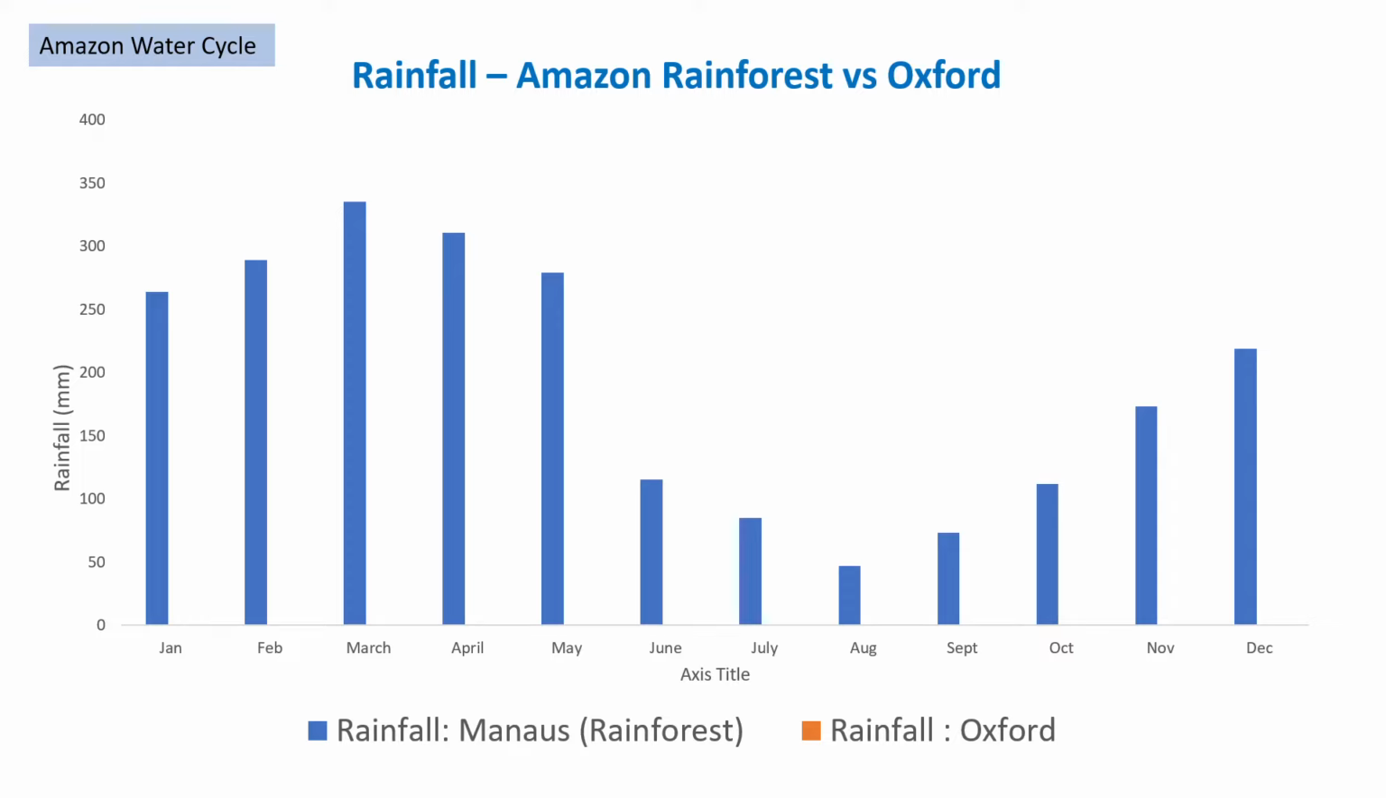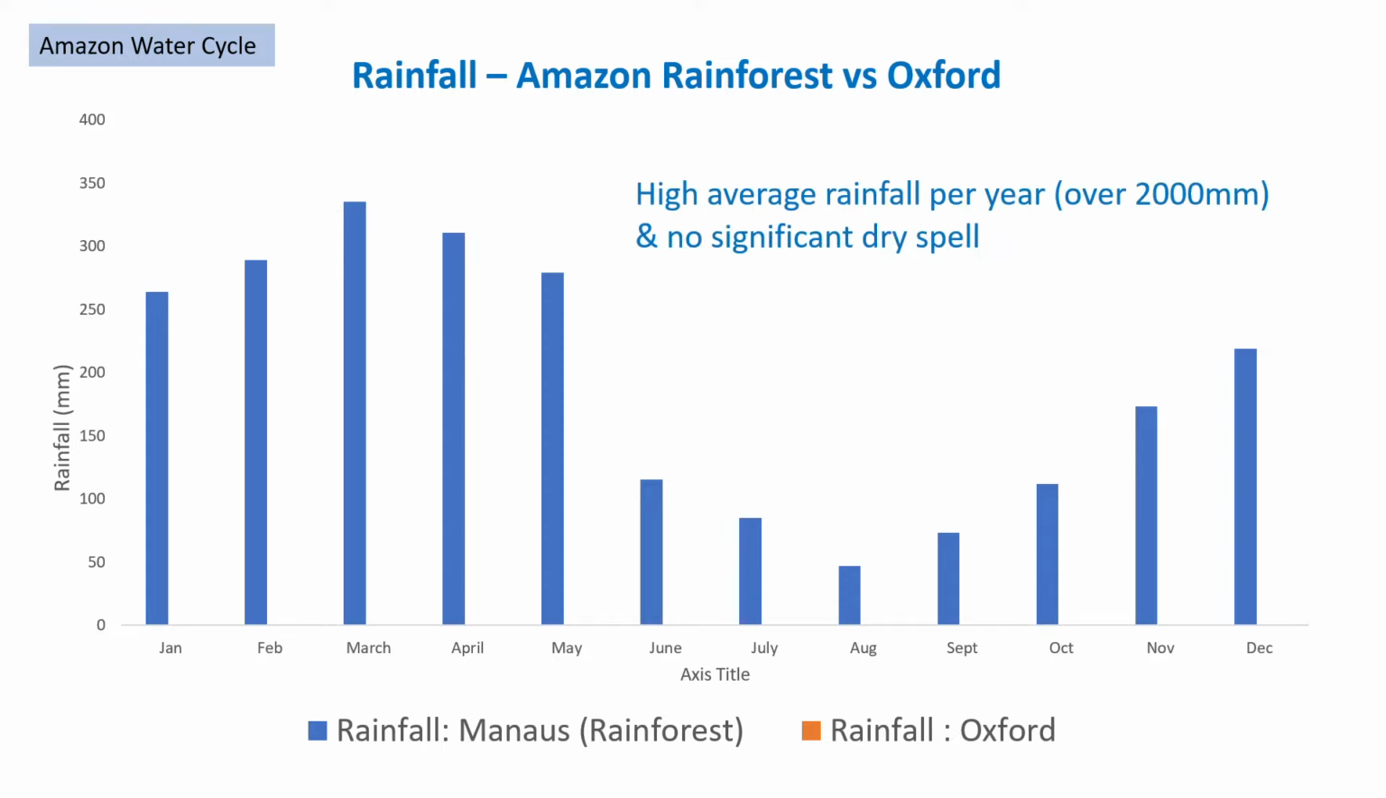So first of all, we're going to look at rainfall, precipitation. We can see here that there is a really high average rainfall per year, over 2,000 millimeters. And even though there is a dip in this graph, when I compare it to a place like Oxford, which is in a relatively wet country, we can see that there is no significant dry spell. There is variation, so March gets nearly 350 millimeters, but the lowest it gets is 50, which is significantly higher than a lot of places, and therefore we can say that it's a lot of rainfall all year round in places like the Amazon rainforest.